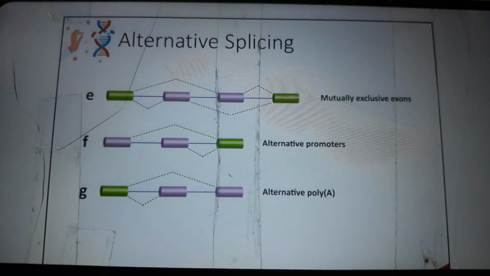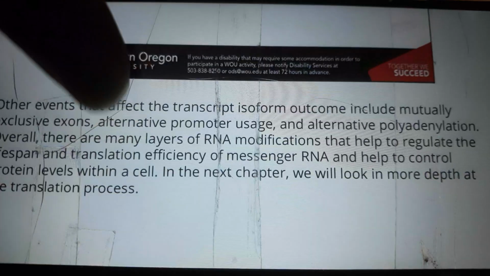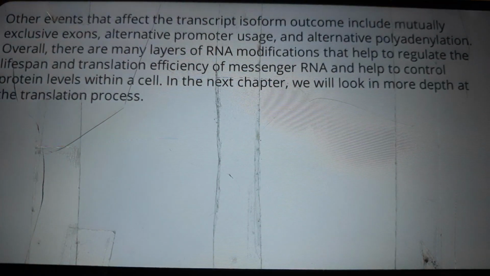Alternative splicing: you have mutually exclusive exons, alternative promoters, alternative poly A. Other events that affect the transcript isoform outcome include mutually exclusive exons, alternative promoter usage, and alternative polyadenylation. Overall, there are many types of RNA modifications that help to regulate the lifespan and translation efficiency of a messenger RNA and help to control protein levels within a cell. In the next chapter, we'll look in more depth at the translation process.